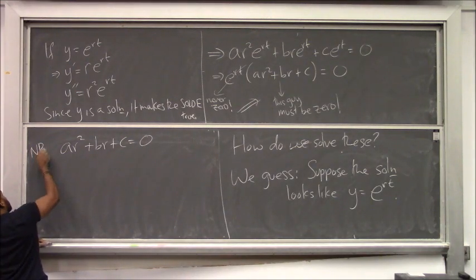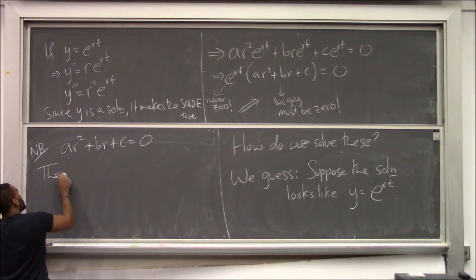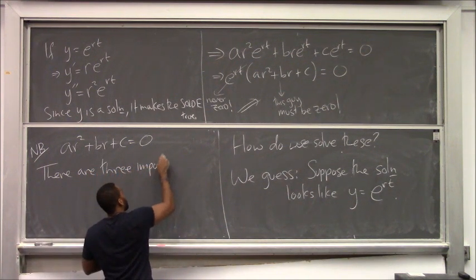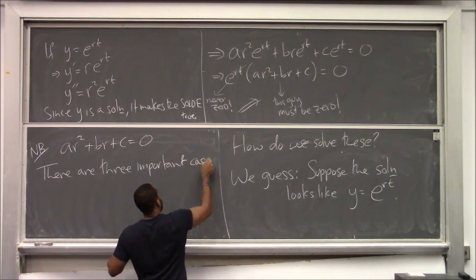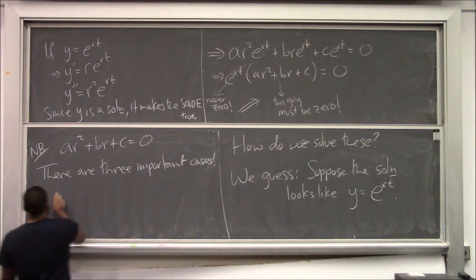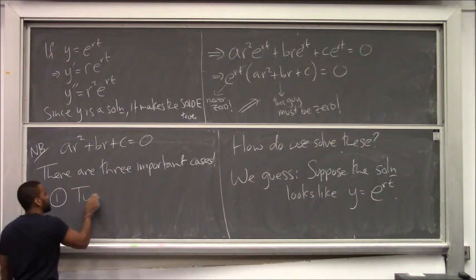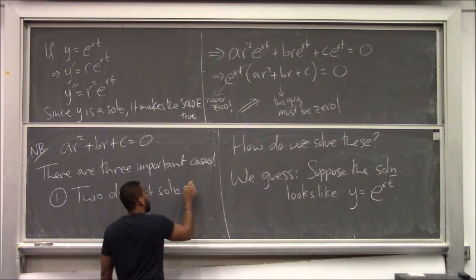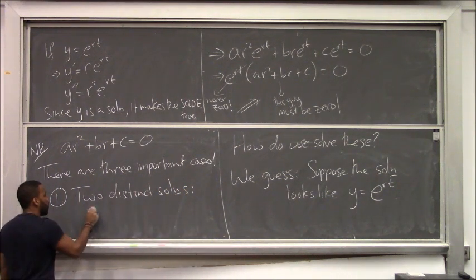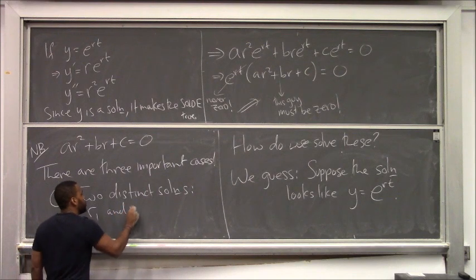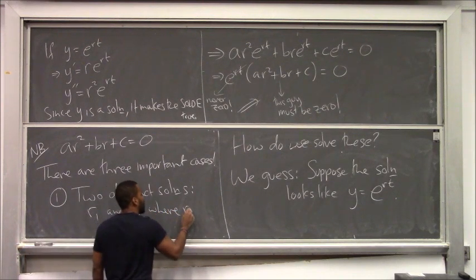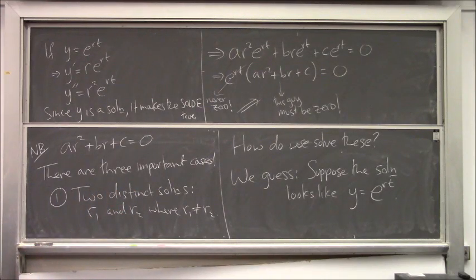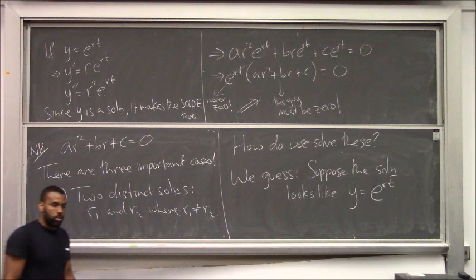Now what you want to notice about this is that there are three cases. One, you have two distinct solutions, let's say r1 and r2, where r1 is not the same as r2. So you can have a quadratic that factors, you get two different values, and you end up in this first case.